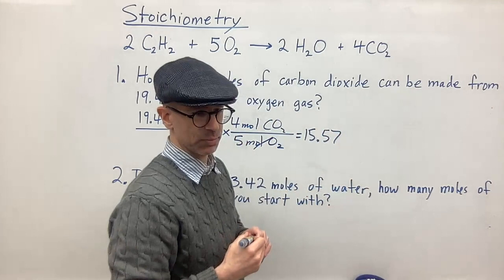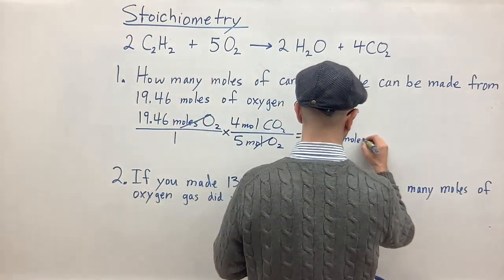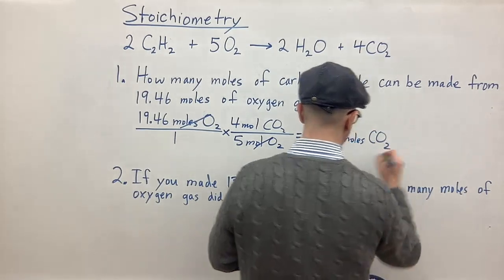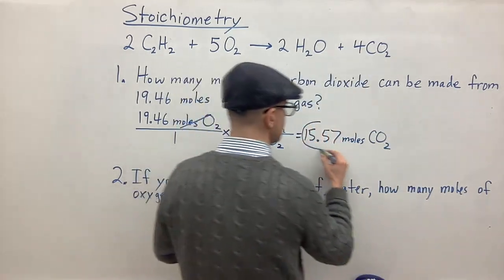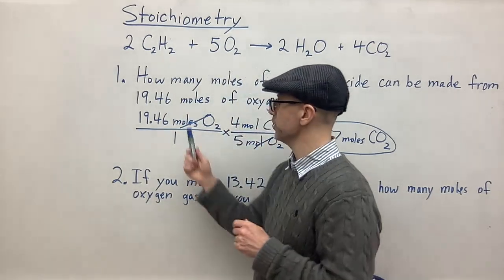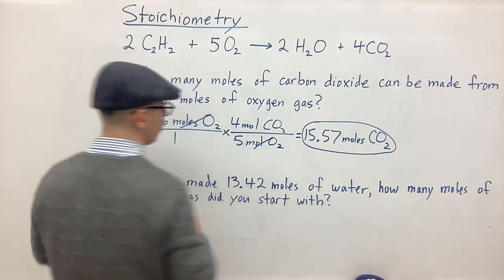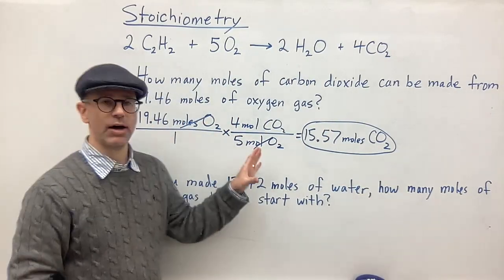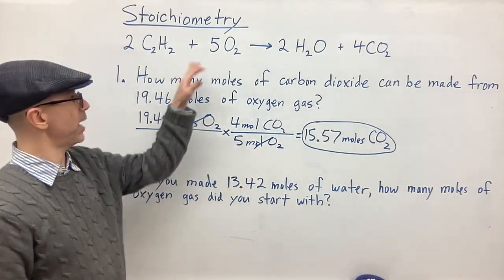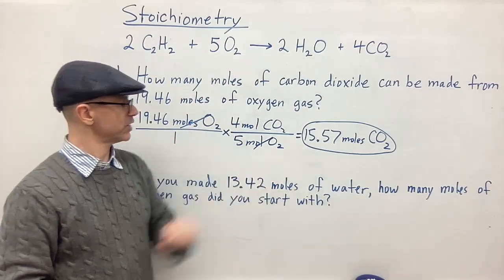15.57 moles of carbon dioxide. So this is the amount of carbon dioxide that would be produced from this many moles of oxygen. Okay, so that is the first example of how to use mole ratios from your balanced equation to convert from one substance to a different substance.